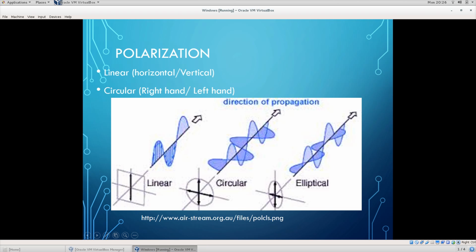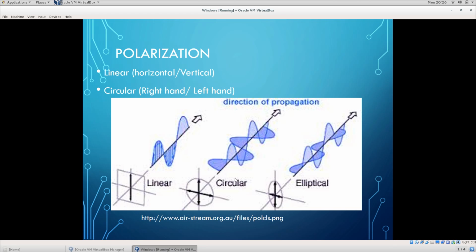Elliptical polarization is basically circular polarization, just not perfectly circular. You'll notice that an ellipse is like a circle, but it's not perfectly circular. Now there's also left-hand and right-hand circular polarization, and a linear antenna can receive a circularly polarized signal. It'll be down approximately 6 dB.